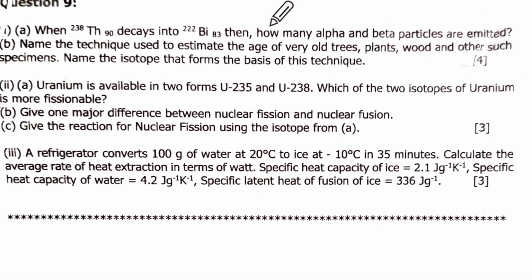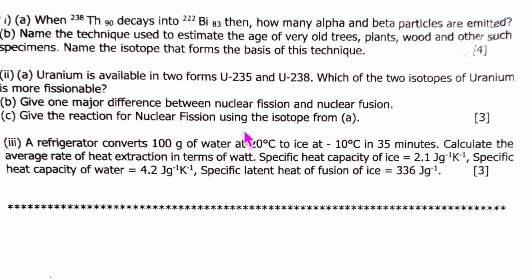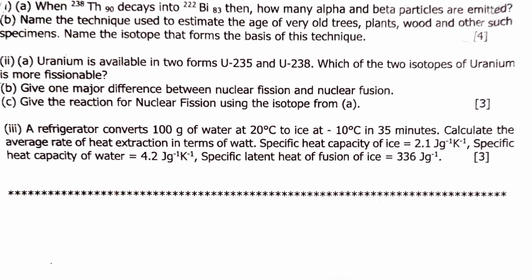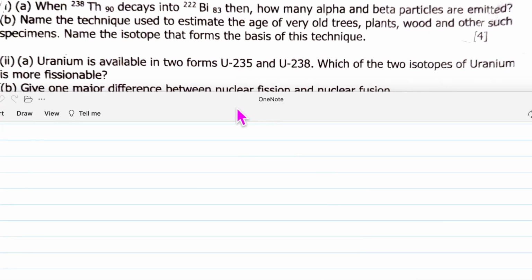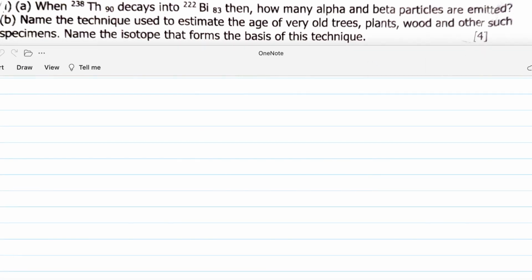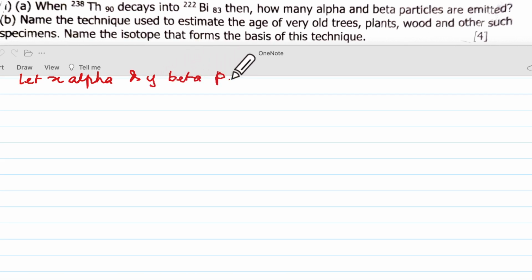Your question number 9 is when thorium decays, then how many alpha and beta particles are emitted? Now this one also is an important question and some of you will get confused for this. So you have to first say that let X alpha and Y beta particles be emitted. And double tick mark this question because this is an important question.